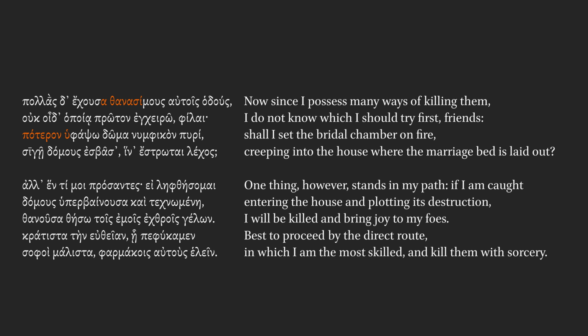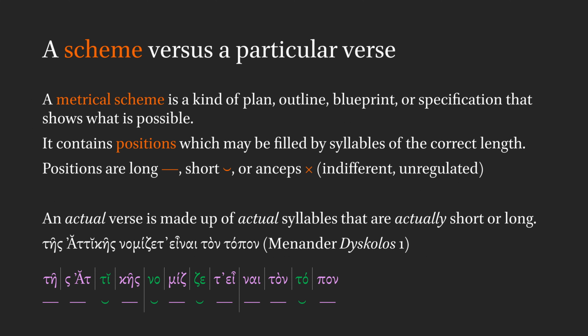pharmacois autus helene. So what we covered here is the distinction between a metrical scheme, which is like a blueprint for the many possibilities for a line, and the shape of an actual line, which fills in those positions with syllables.